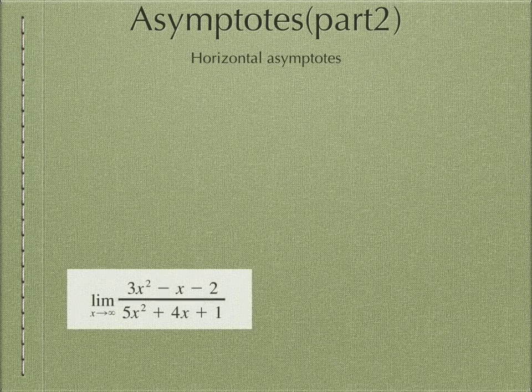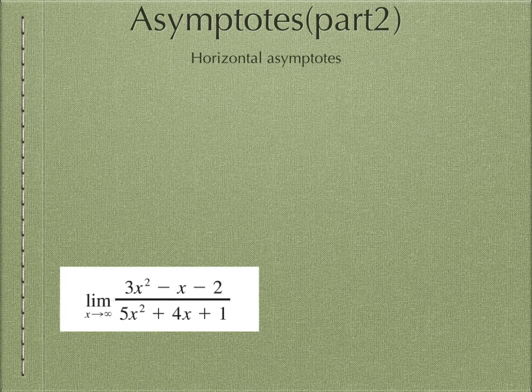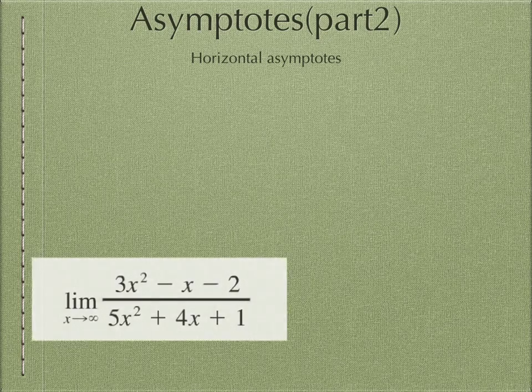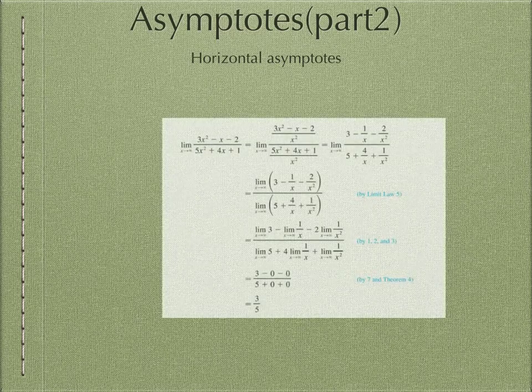Here's the long way. I just have an example for you guys to show. We already know that it would be 3/5. What if we want to use the long format? We divide the whole thing by the highest power, which is x squared. So the other terms go to 0, and you would get 3/5, as you can see on the picture.